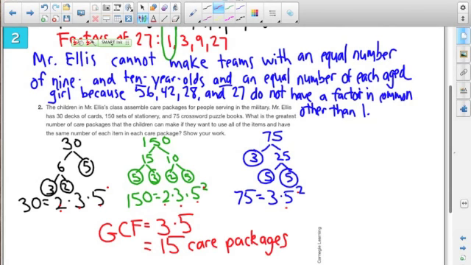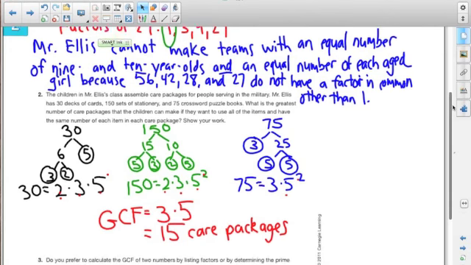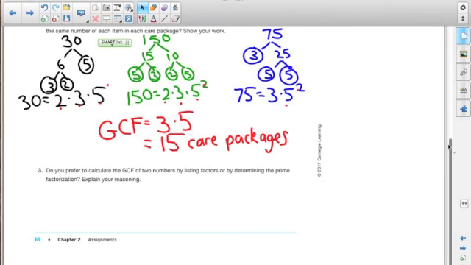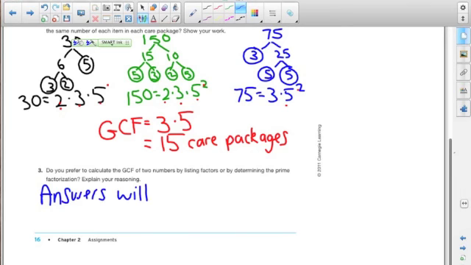So the students, the class, are going to be able to make 15 care packages with an equal number of each item, with an equal number of cards, stationery, and crossword puzzle books, and at the same time not leaving anything left over because they don't really want anything to be left over.